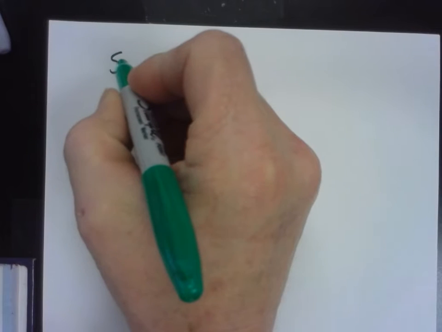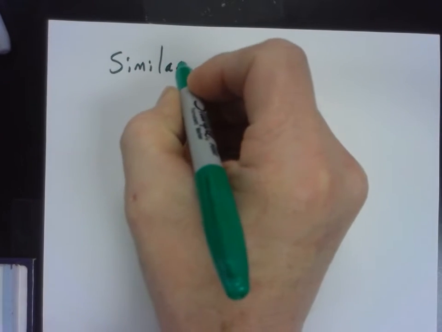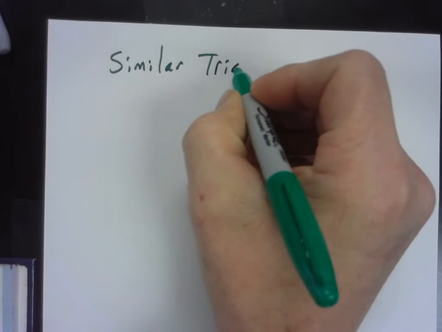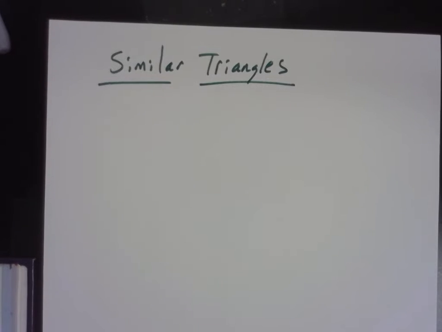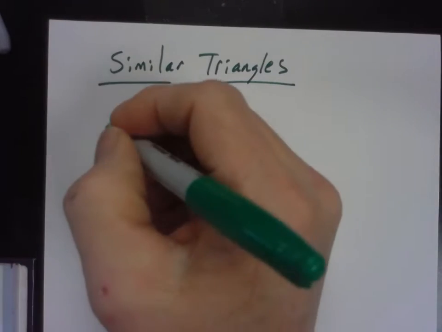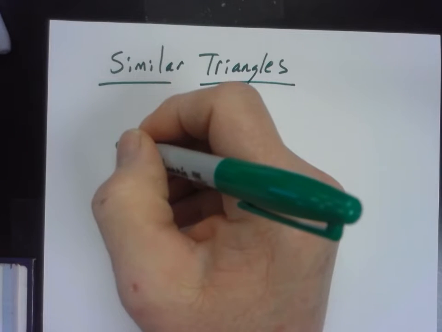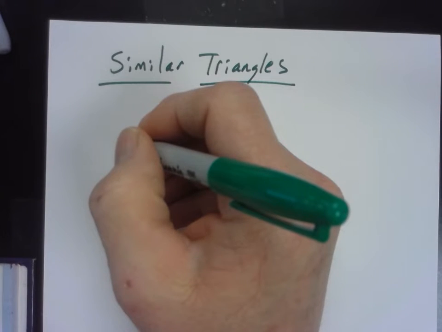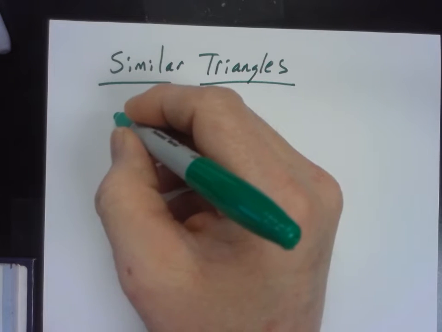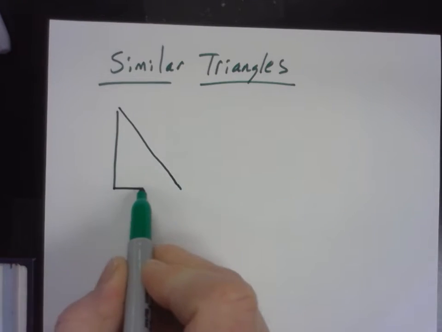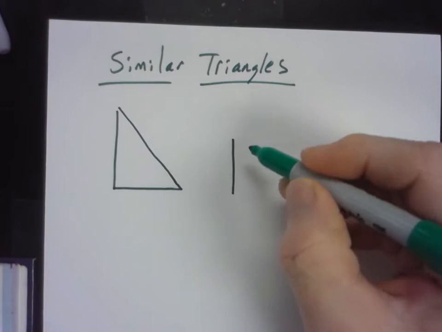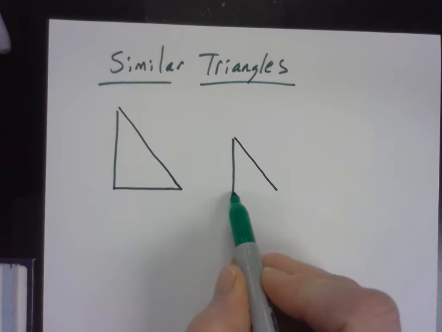So, okay, we're going to talk about similar triangles. Similar triangles are going to have, well, what's going to be the same about them? They have the same angles. Same angles. So if they have the same angles, how does that affect the shape? Well, yeah, but how does it affect the shape?